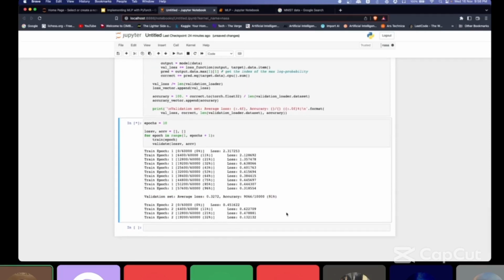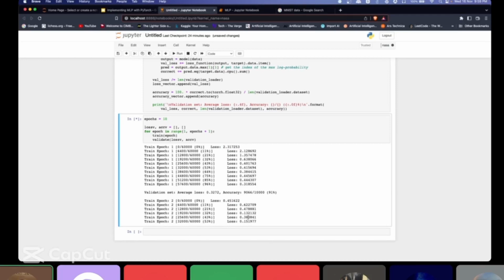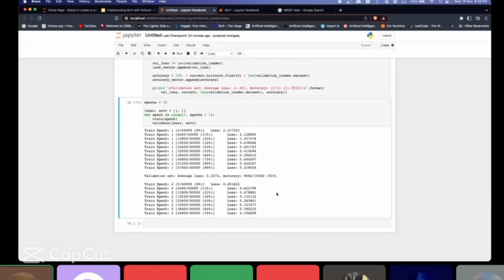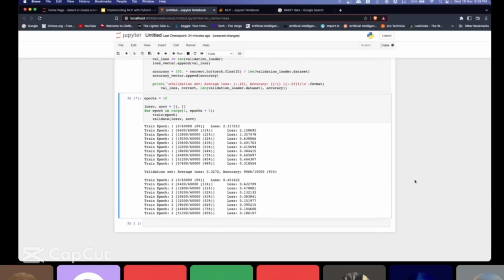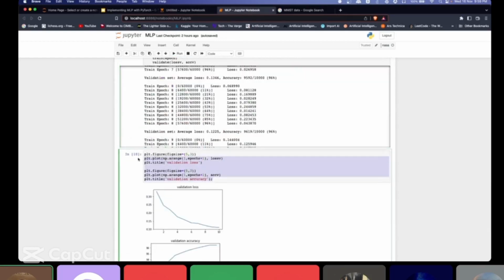Okay, so now the second epoch goes on. So you see, earlier during the first epoch, it started out with 2.3, and here now it started off with 0.4, and it's decreasing even further, 0.1, 0.3, and so on. So this is what we are expecting of our neural network. So let's just wait until it finishes, and while we wait, let's do this.